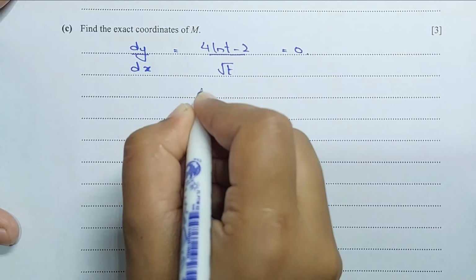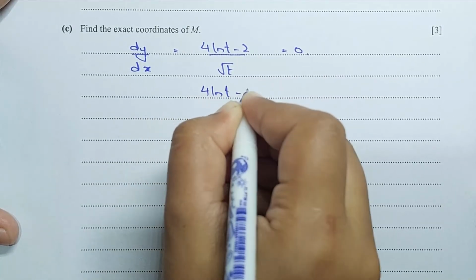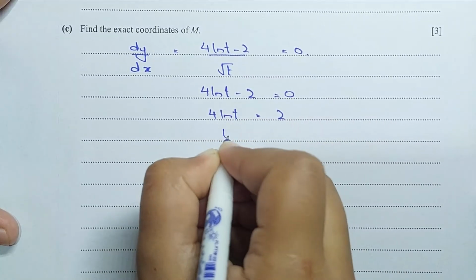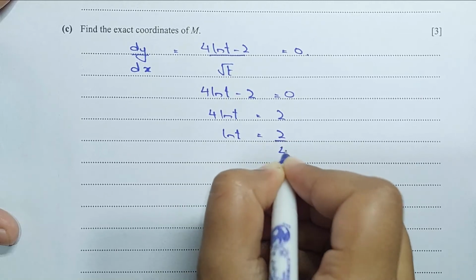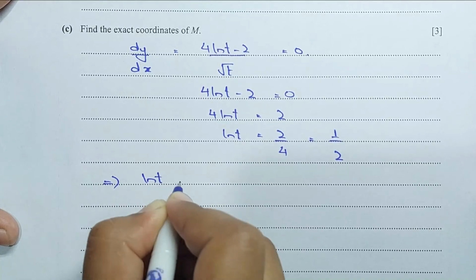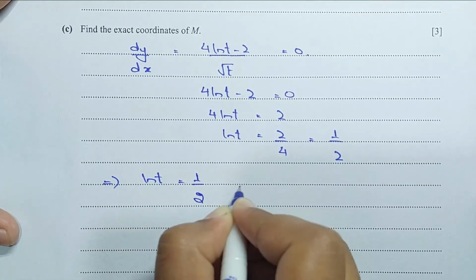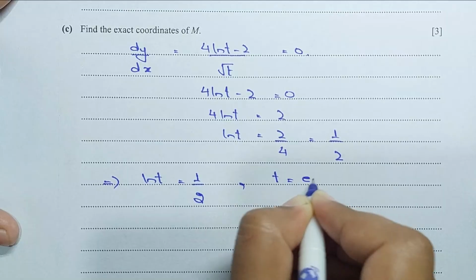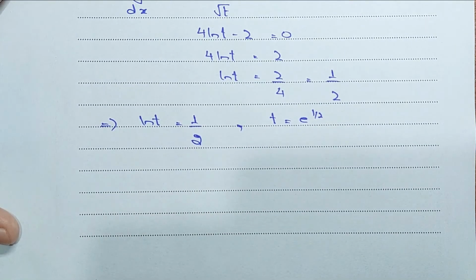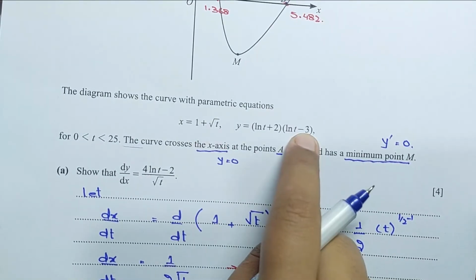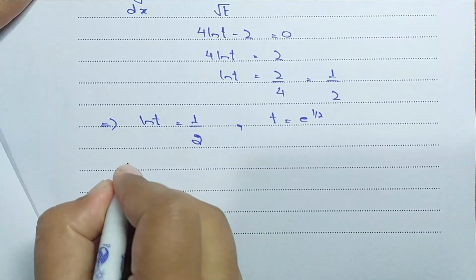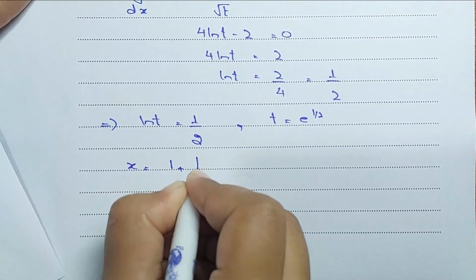So cross multiplication, 4 ln of t minus 2 is equal to 0, then 4 ln t equals 2, and ln of t is equal to 2 by 4, which is 1 by 2. So from here we can say ln of t is equal to 1 by 2, and what is t? t would be equal to e power 1 by 2. Let me solve for the exact coordinates of M, meaning the x and the y. So let me substitute the t value into x and y. For x we need the t: 1 plus root t. So the x coordinate is 1 plus square root of t.